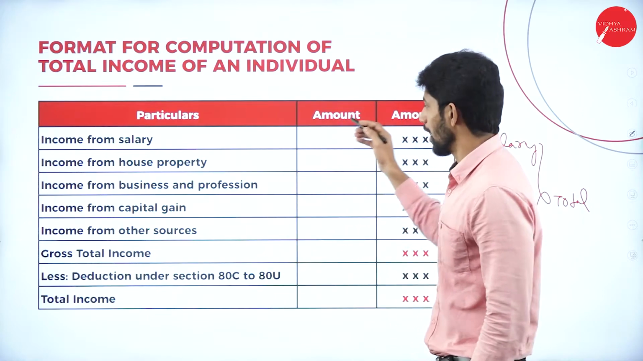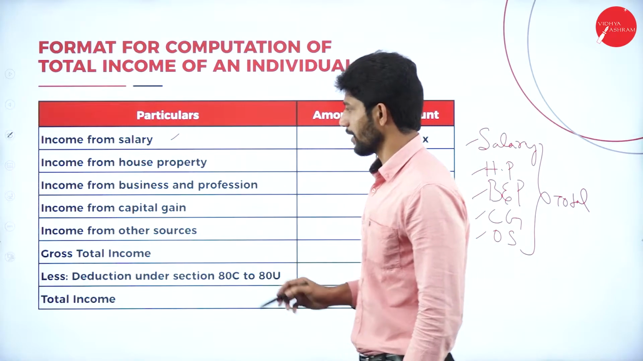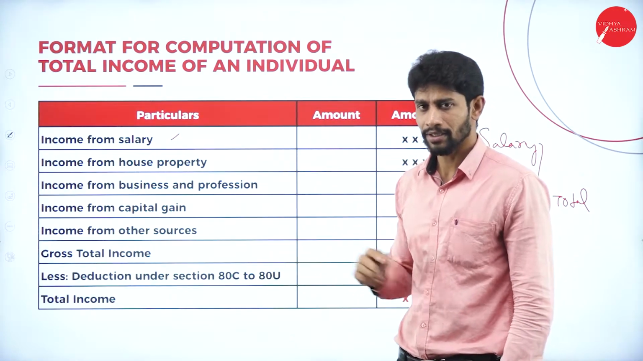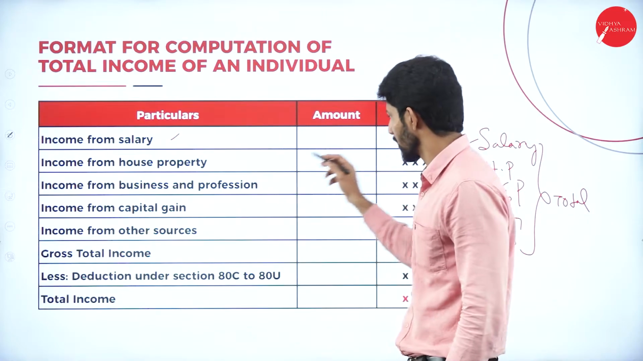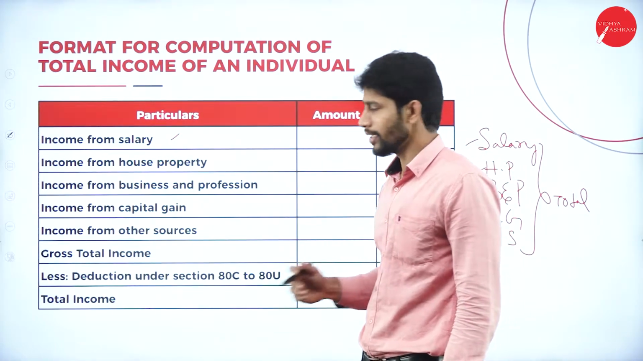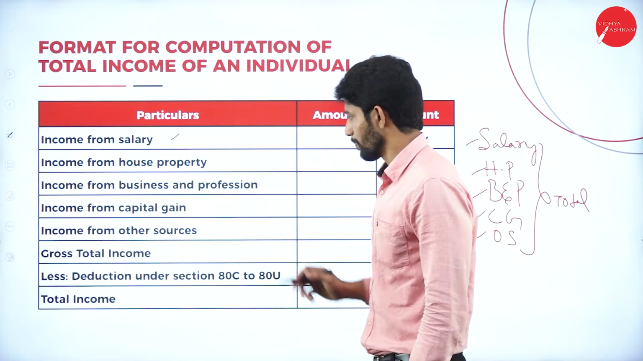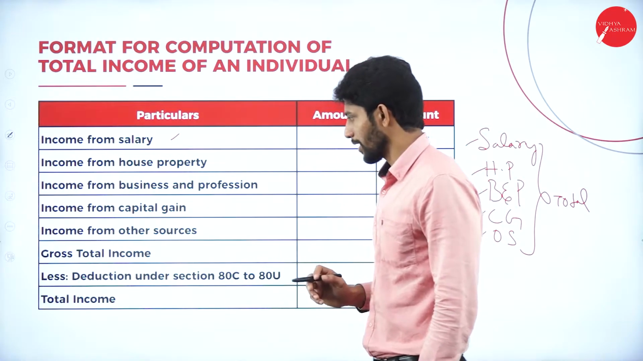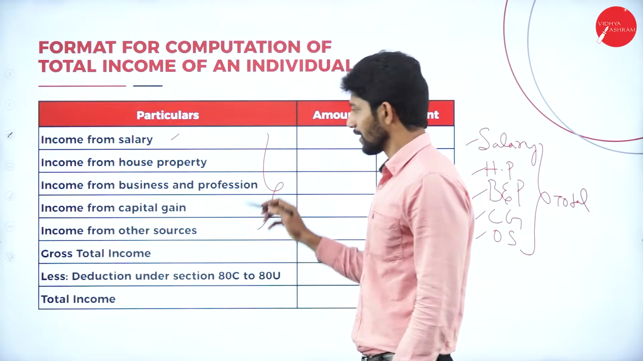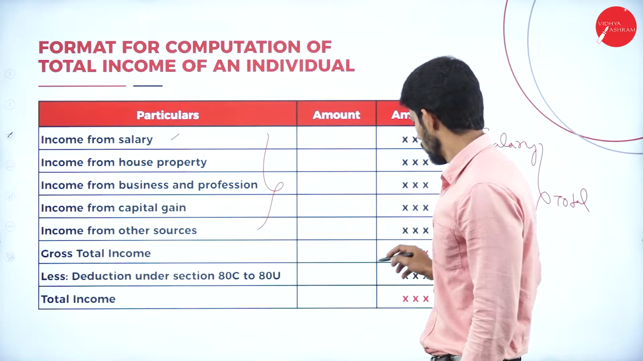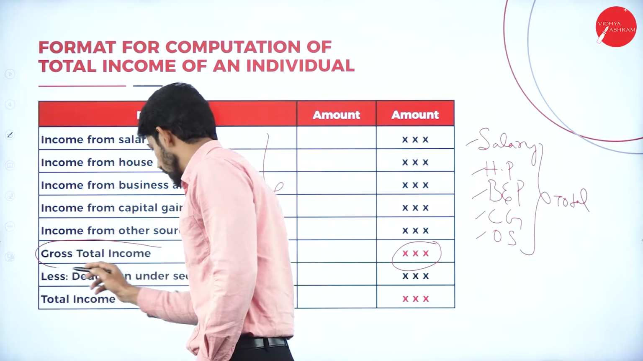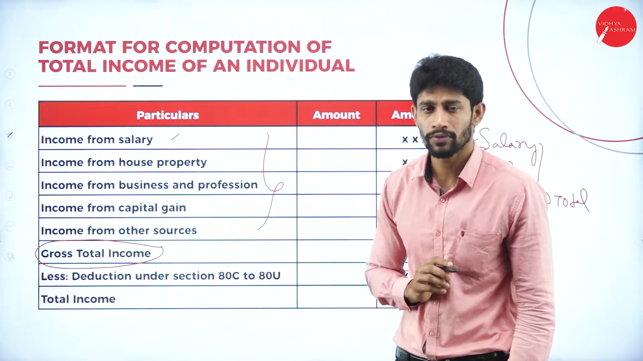So, particulars, amount. Income from salary, first we will consider it. If there is any income earned by the person or by the assessee with respect to income from salary, that we will be considering. Next, income from house property. If any income is earned under the house property head, then we will be taking it. Next, income from business and profession, income from capital gain, income from other sources. So these 5 heads of income we will consider, and we are going to total them. Whatever total we get is called gross total income.